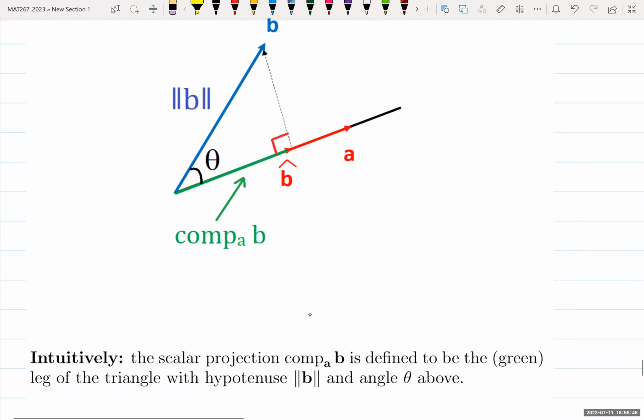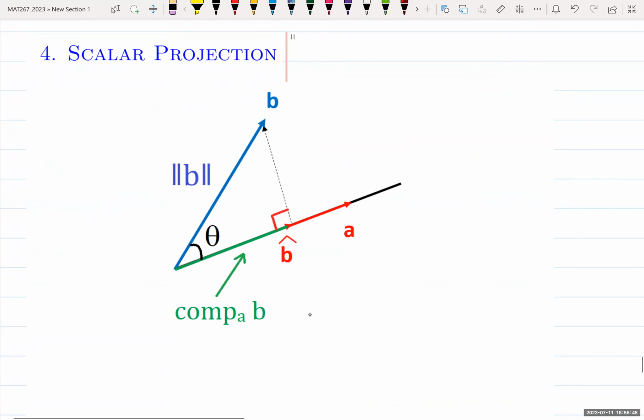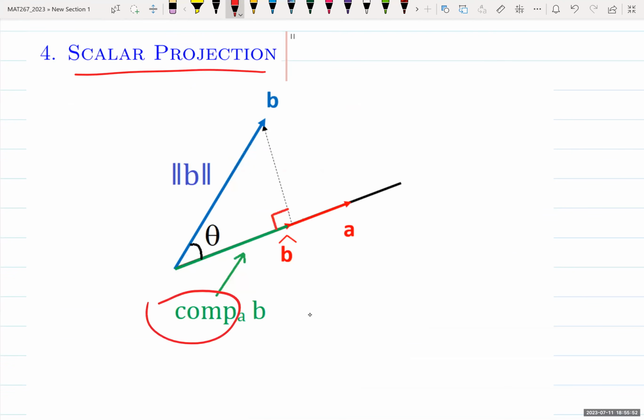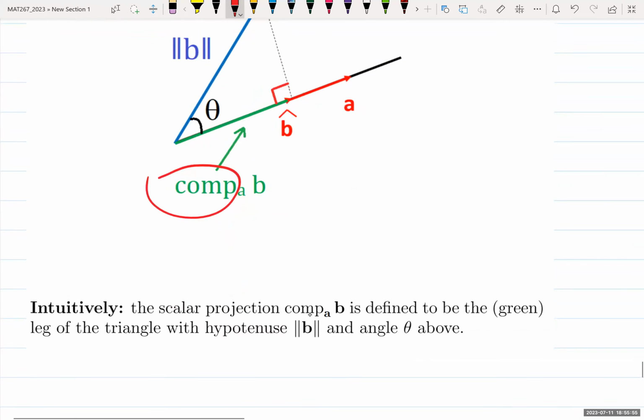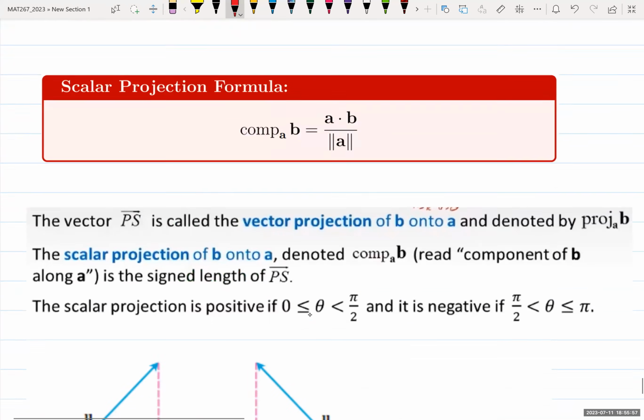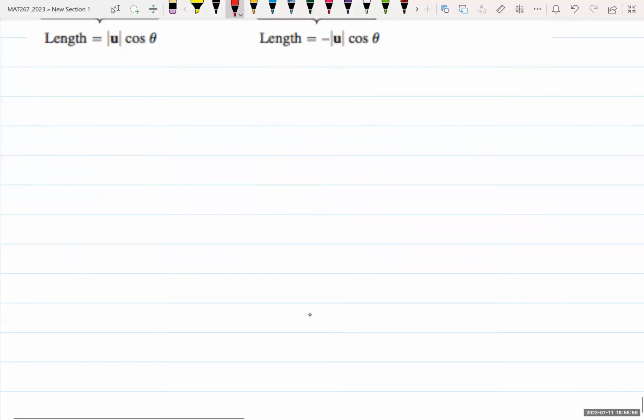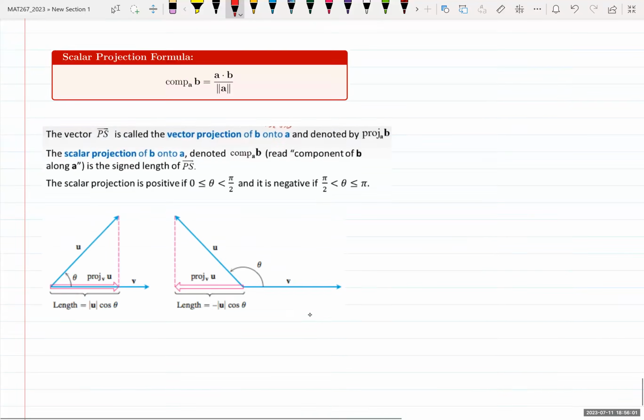Okay, we did that. We did just scalar projection. I call scalar projection the component of the projection. I know this notation, but it's not very popular. Skip that. Vector projection, scalar projection. Okay, very good.